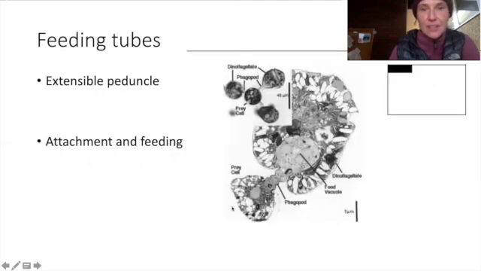And there it is again. It's a phagopod. And here you can see 3 dinoflagellates eating this prey. They've all got their peduncles attached to this prey, and they're sucking it up.